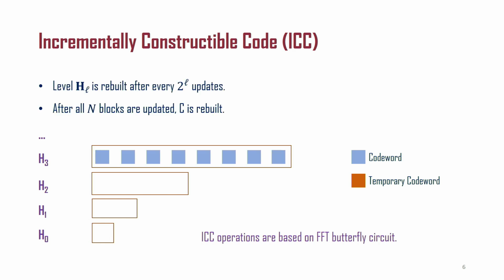So level HL is rebuilt after 2 to the power L updates happen. And after n updates, where n is the total number of data blocks, the erasure code C will be rebuilt, and codewords in H at every level will be cleared. In terms of amortized cost, each update just requires a computation complexity of big O log n, where n is the total number of data blocks. And ICC operations are based on the FFT butterfly circuit.